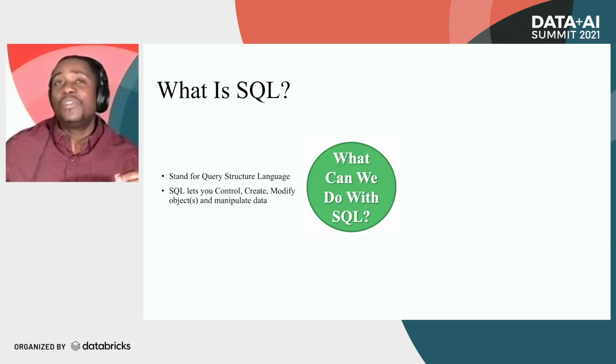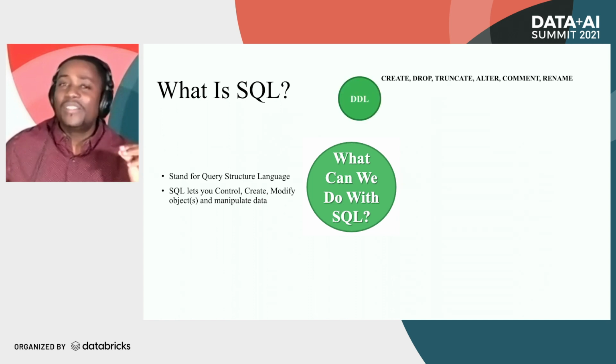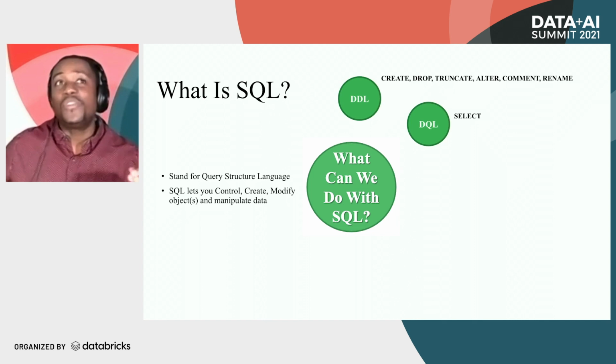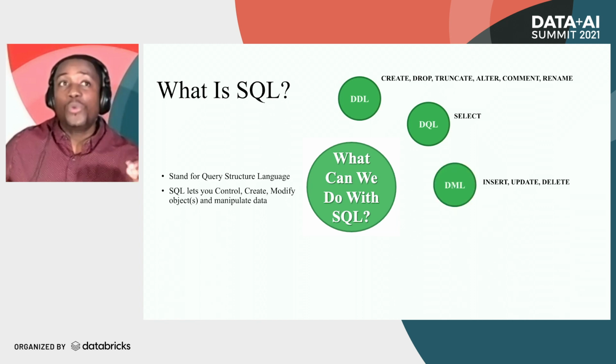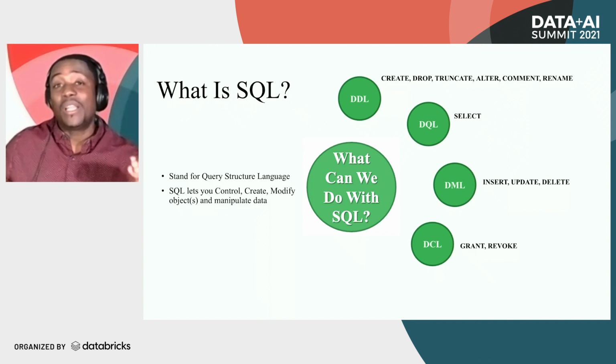The first data language you need to understand is DDL. DDL stands for Data Definition Language, which will allow you to create, drop, truncate, alter, comment, and rename. The second one is DQL, which stands for Data Query Language, which will allow you to retrieve data from the database. The third one is DML, which stands for Data Manipulation Language, where you will be able to insert, update, and delete. The fourth one is DCL, which stands for Data Control Language, which will allow you to grant or revoke access.